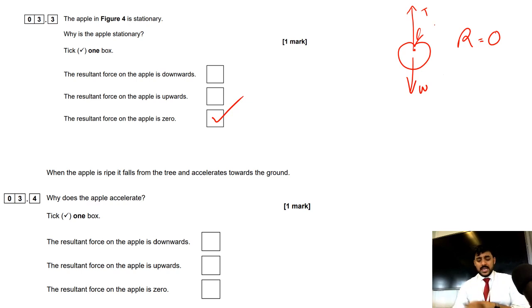When the apple is ripe, it falls from the tree and accelerates towards the ground. Why does the apple accelerate? So now the tension is gone because it's not being held up by the tree anymore. There's only one force on it, and therefore if there is a resultant force which is acting down, it is going to accelerate it. The resultant force on the apple is downwards. That's why it accelerates downwards.